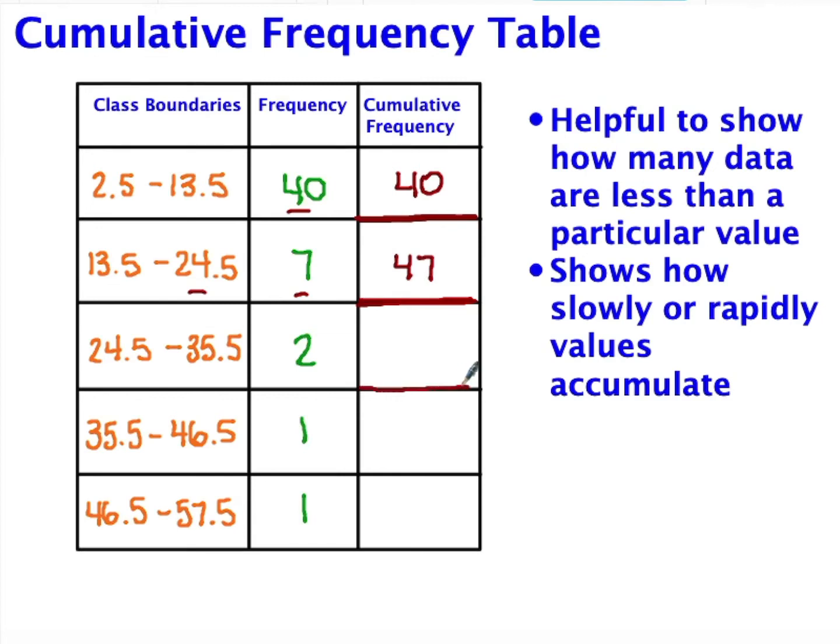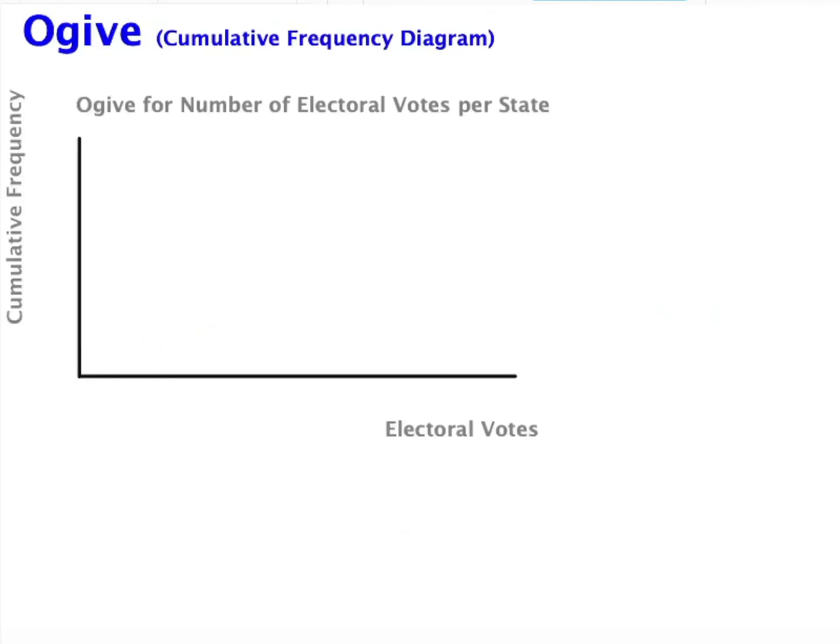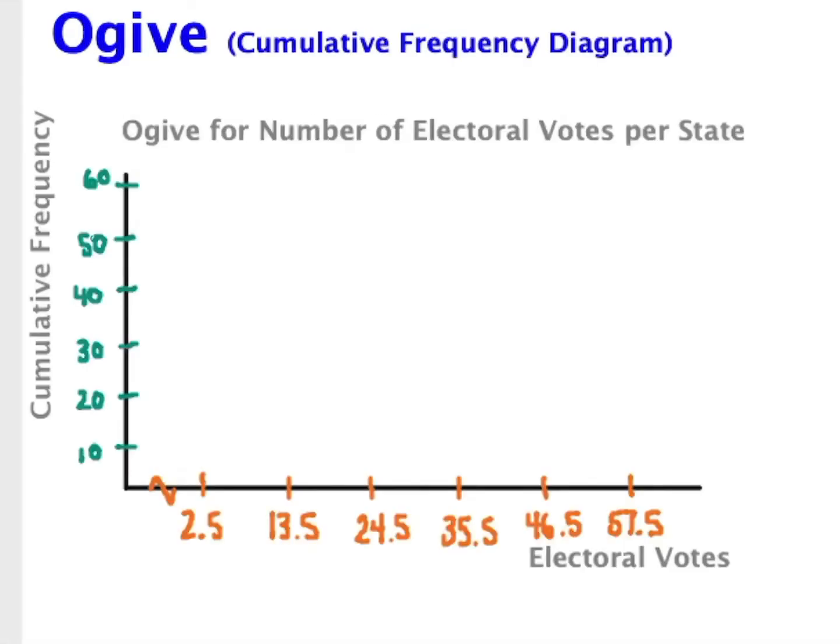And then we're going to keep accumulating. By the time we get past this class, we've got 49 accounted for. One more would make 50. And finally, that last state gets counted, and we've counted all 51. Now we're going to put those to a graph. The name of the graph is called an ogive. Ogive. And we are basically just going to build this just like the histogram to start out.